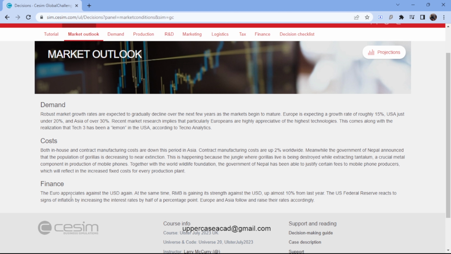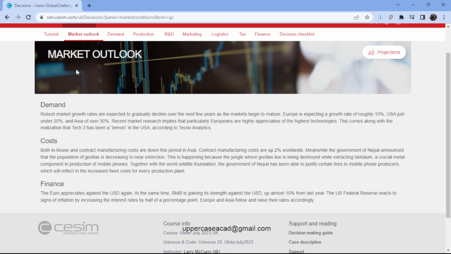And also, you should be prepared for the impact of the rising interest rates, because the US Federal Reserve's decision to increase rates by 0.5 percentage point might have a ripple effect on Europe and Asia. So we should factor this into our financial planning. So without taking much of our time, let's get started.